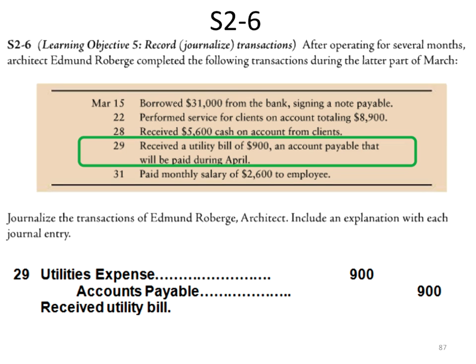You will be fine. So on the 31st, trust me, you will be fine, okay? On the 31st, we paid monthly salary of $2,600 to employees. What's one account that would be impacted there? Salary expense. Yes, you had it right. So we'll call it salary expense. That's our one account that we've picked.